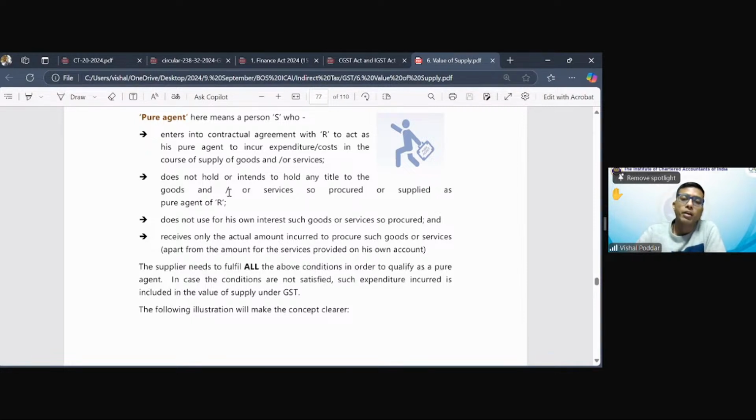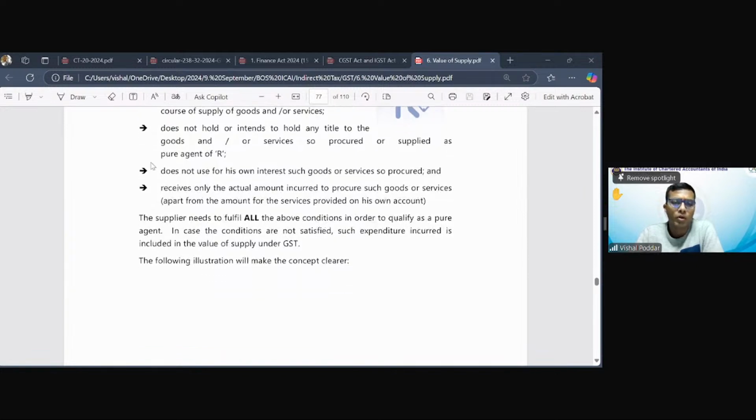This word you would have studied earlier also in various other subjects of commerce. The point is, when do I get title over anything? Where I have the invoice in my name. So I should not have the invoice in my name. So I do not hold or intend to hold title on the goods or services which are procured. Do not use for his own interest. So these services I'm not availing for myself.